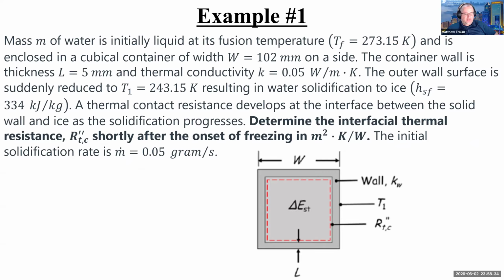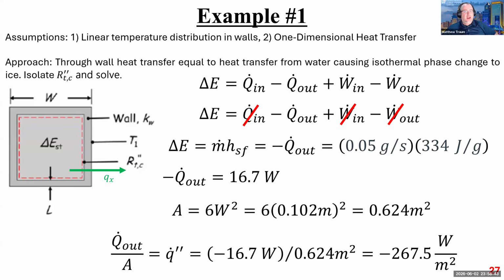We're going to treat the heat transfer through all the walls as if it's one dimensional. We're going to ignore all the corner effects and all the two-dimensional effects. We're going to treat this as one-dimensional heat transfer. So linear temperature distribution on the walls, and as I just said, one-dimensional heat transfer.